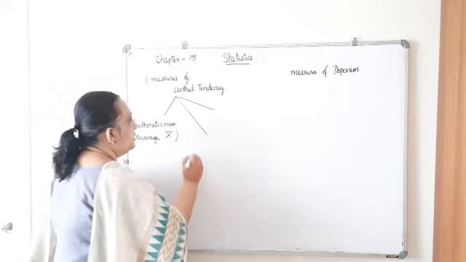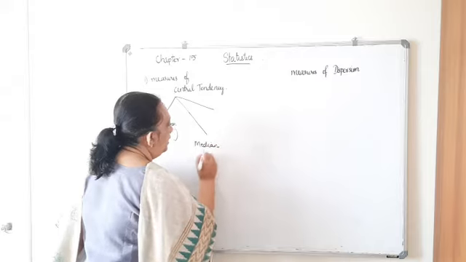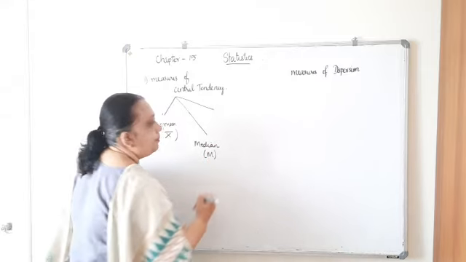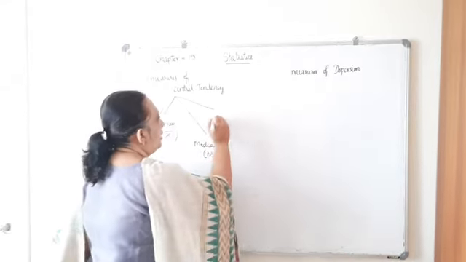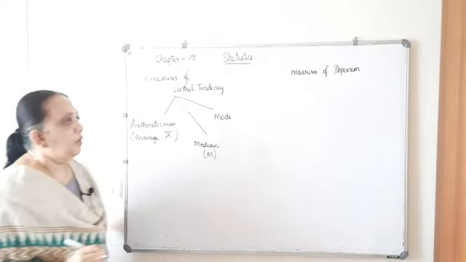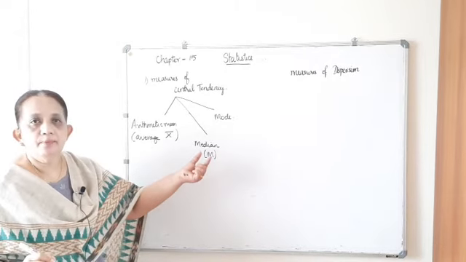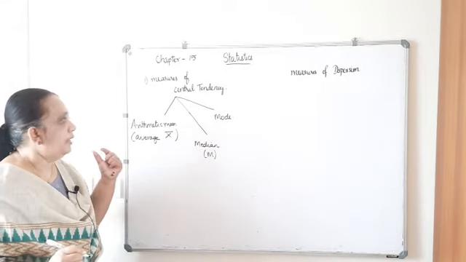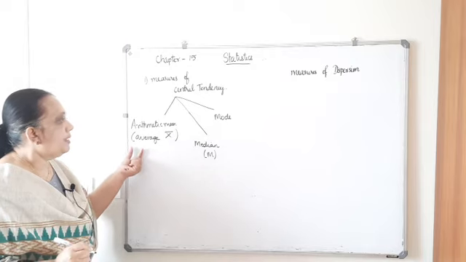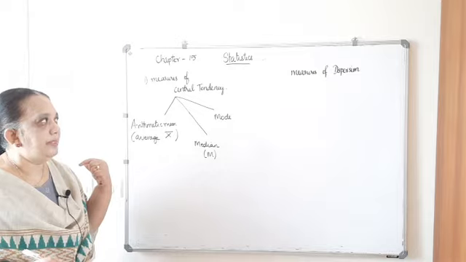denoted by the notation x bar. The second one is the median, denoted by the capital letter M. And the third one is the mode. So measures of central tendency consist of arithmetic mean, median and mode. But in grade 11, you will study arithmetic mean and median. Mode is not included in your syllabus.